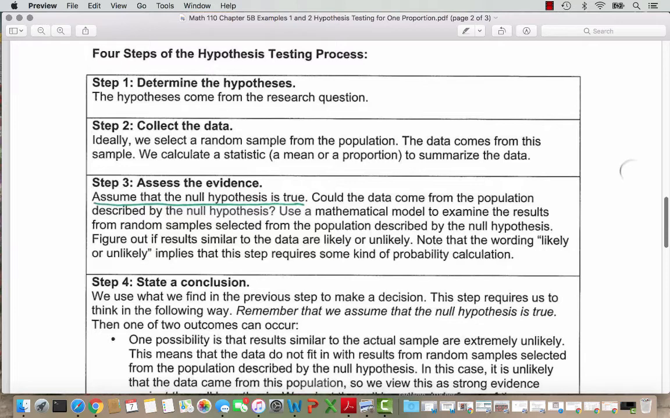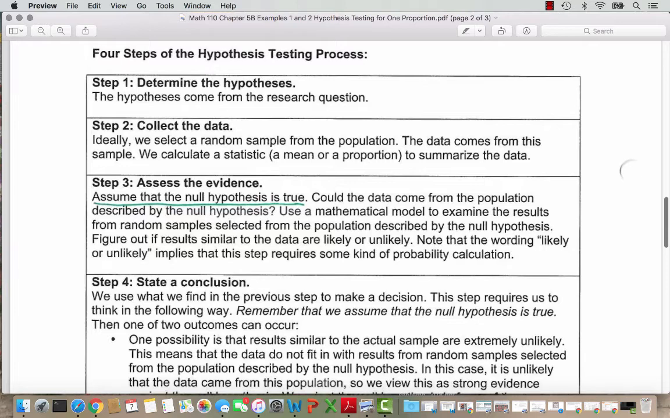Then we assess the evidence. By default, we always assume that the null hypothesis is true. In a court case, you would say you assume somebody is innocent until proven guilty. So the null hypothesis is similar. We assume it's true until proven otherwise.